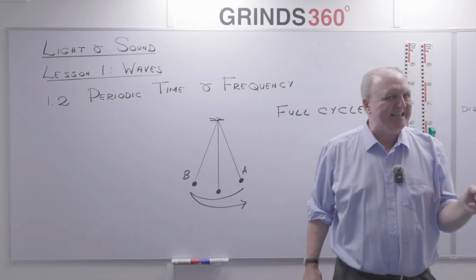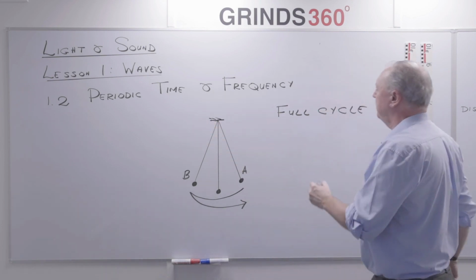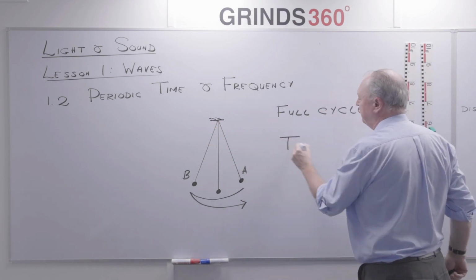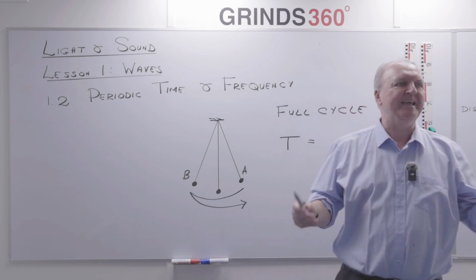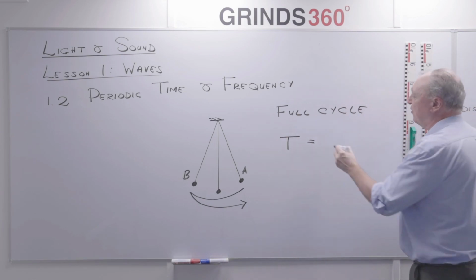And the time it takes to make one full cycle, that's called the periodic time. We call that capital T. Let's say in this particular example, the periodic time is 0.4 of a second.